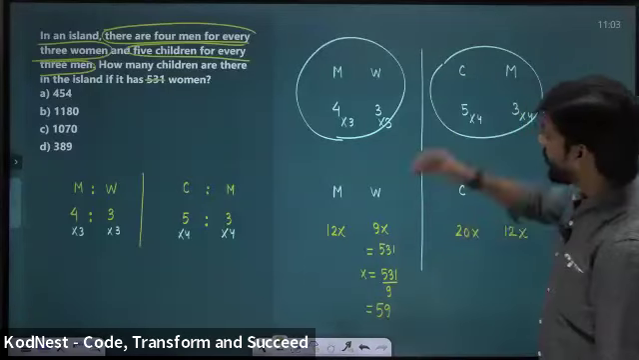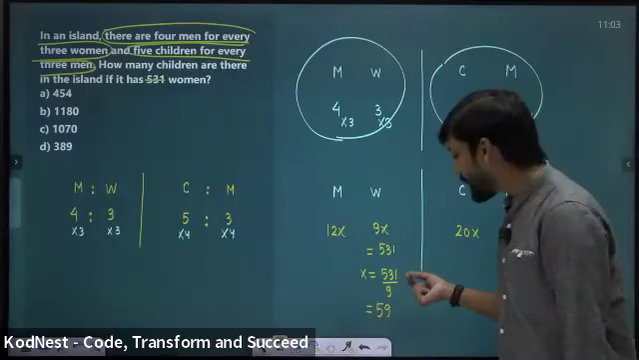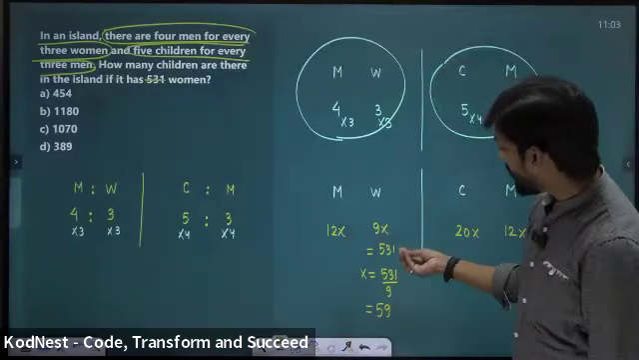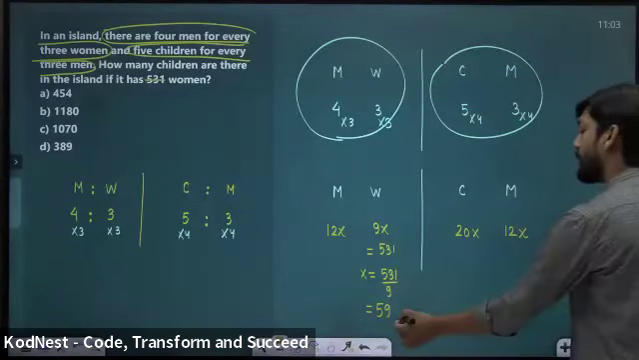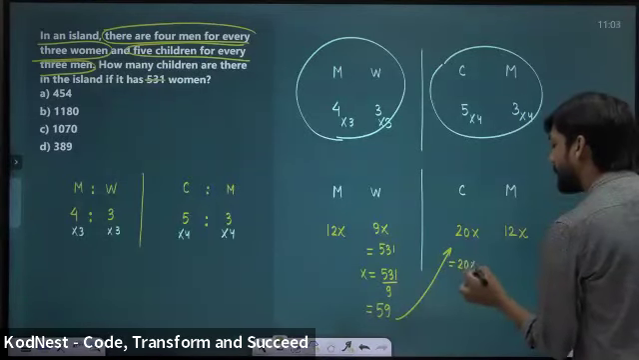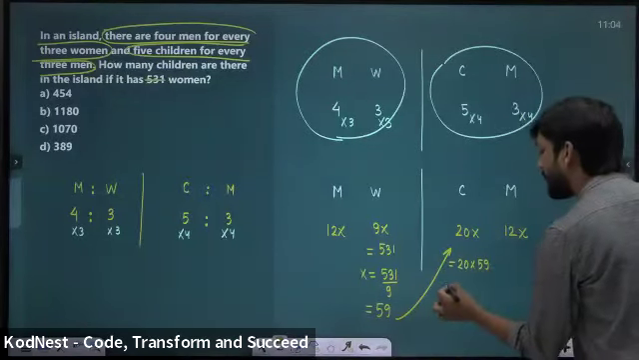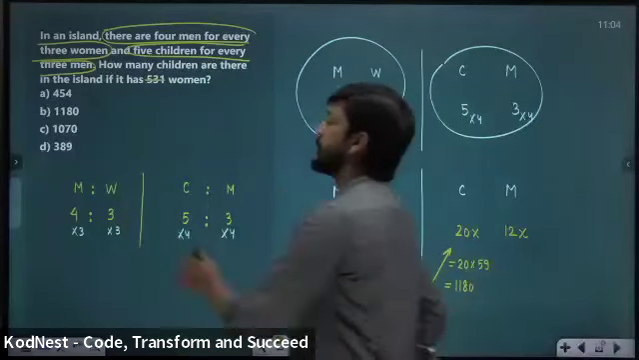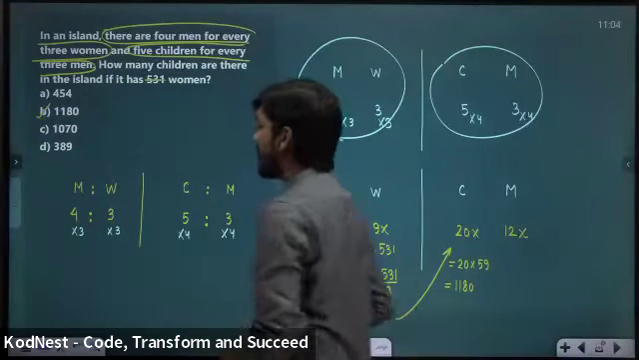Okay. So with the variable you take it. If directly you cannot think 59 without a variable, I'm saying, take a variable and solve it. So x equal to 59, put it there. You will get 20 into 59 as the number of children. 1180. Okay, so 1180 is your answer.